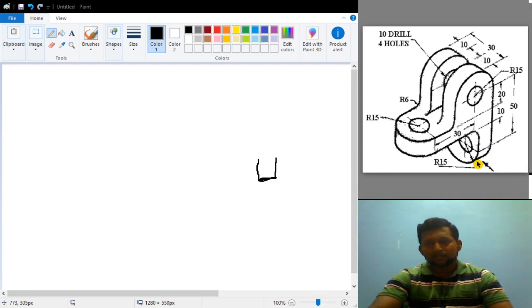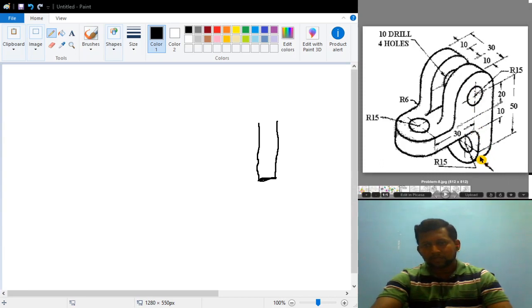I came until here, and from here what is this particular distance? You can see that this entire distance is 50, and from here to here it is 20, and from here to here it is 10, that means 30, and this remaining distance will definitely be equal to 20. So that 20 mm, once again I am drawing here, and from this end also 20 mm.